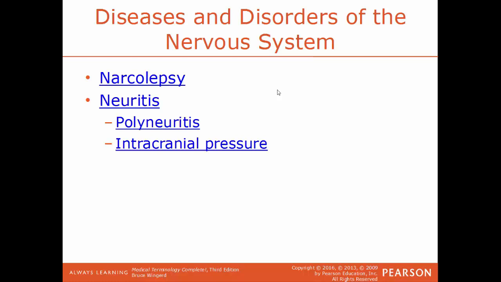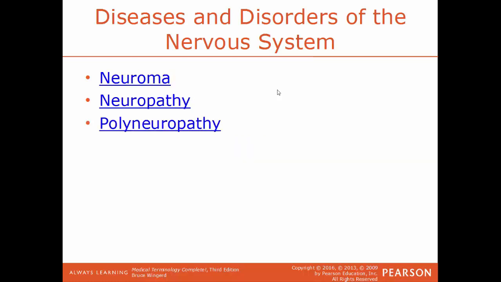Those are related to our last term, intracranial pressure. This is a reference to the amount of pressure between the skull and the brain tissue itself. If you have multiple nerves inside the brain that are inflamed or infected, they will cause this intracranial pressure to go up. Neuroma, this is a tumor found within a nerve.